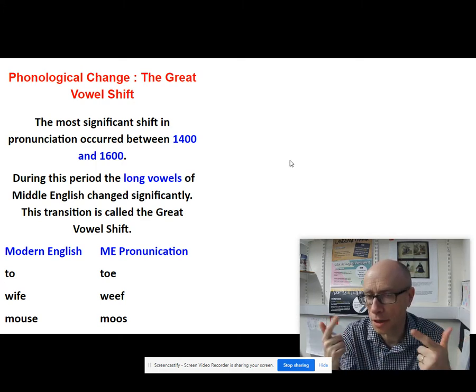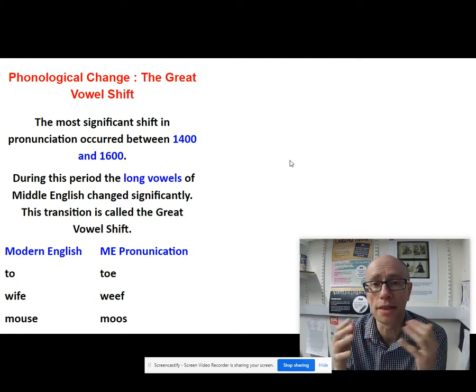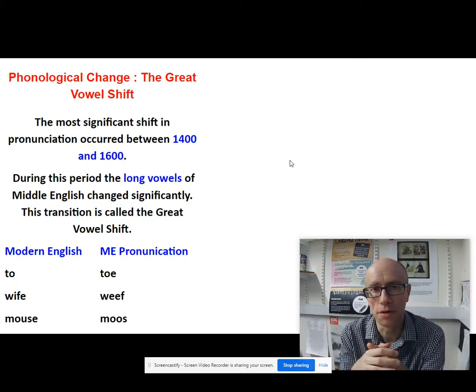So the best way to do it is to think about some Scottish pronunciations, and those are a bit similar to how English would have sounded in those days.